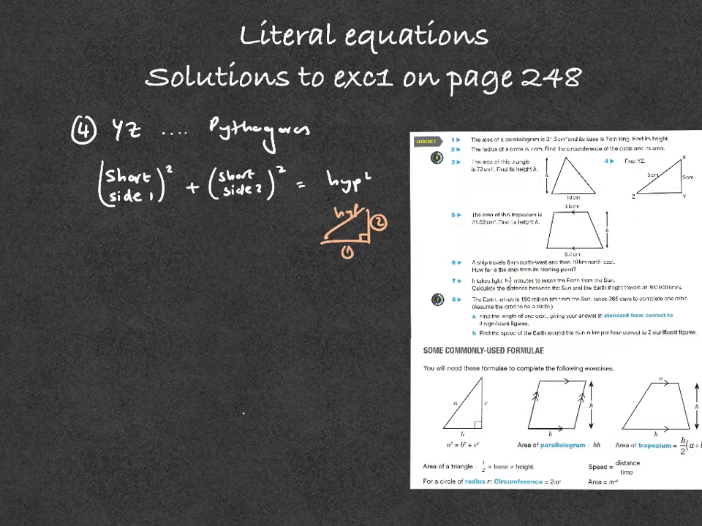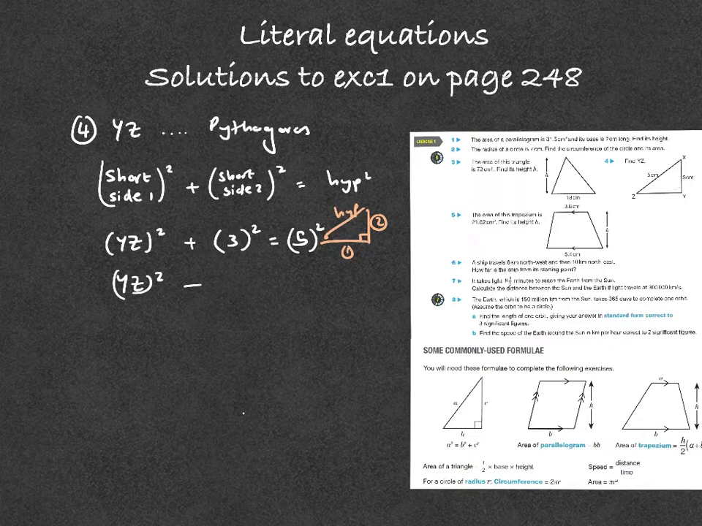So short side 1 is equal to YZ. It doesn't matter, of course, which one is side 1 or side 2. And then the other short side is 3, XY. And then the hypotenuse is equal to 5 squared. So YZ squared plus 9 is equal to 25. We need to get YZ alone. So we're going to subtract 9 on both sides. So 25 minus 9 is equal to 16.